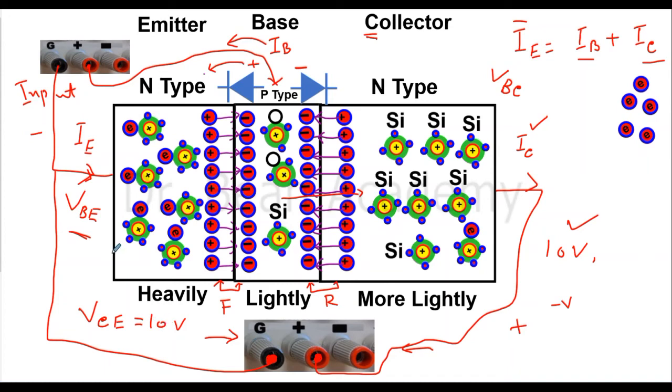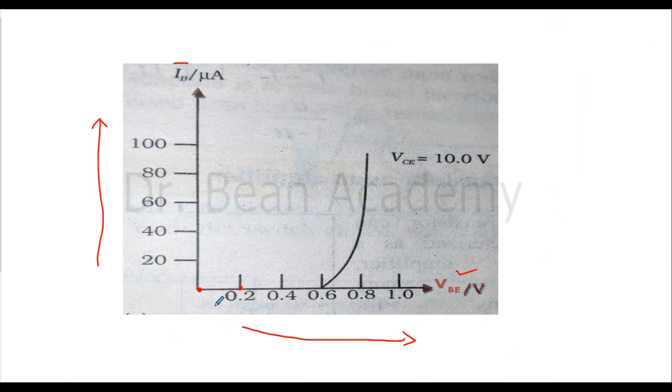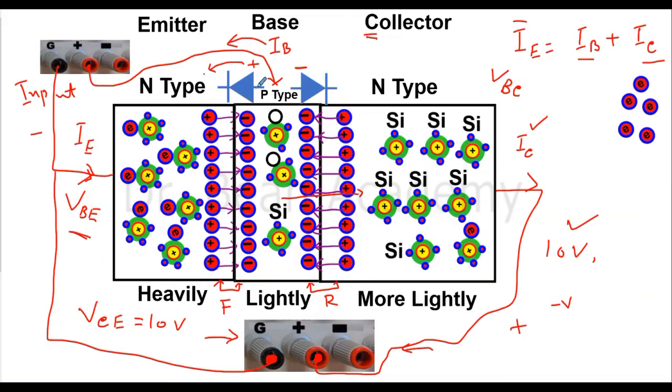And now I will apply this VBE, because this is a variable power supply, so I can change it. First I will fix it at 0. When there is 0 volts, I don't see any current IB coming from the base. Because now we are considering only the input, just forget about ICE. We are not looking at that. We are only interested in the input characteristics. Then we will see the output characteristics.